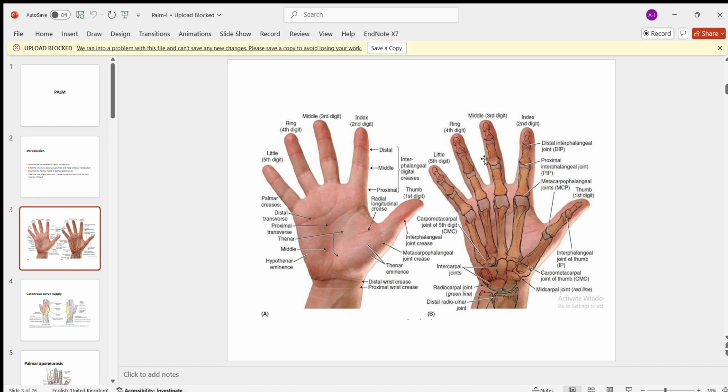Now, talking about the joints of the hand, we have the intercarpal joints or the midcarpal joints between the carpal bones. Then we have the wrist joint between the lower end of radius and ulna and the 3 carpal bones. Then we have carpo-metacarpal joints between the carpal bones and the metacarpals. Then we have metacarpophalangeal joints. These are between the metacarpals and the proximal phalanx. And then we have interphalangeal joints that are between the various phalanges of the digits.